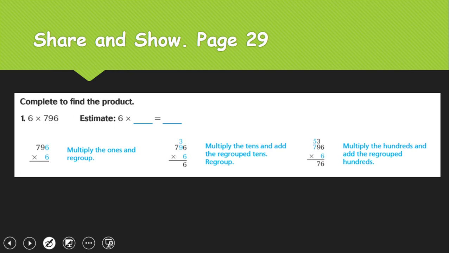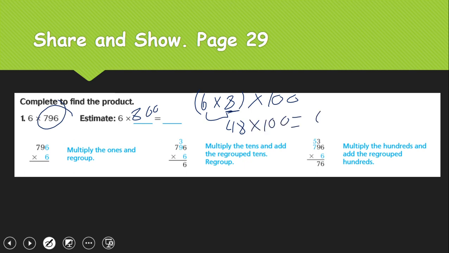What do we have to do first before we find the answer, the product? Good, we need to estimate. Very nice. So your 796 needs to be estimated to the nearest 100, which is 800. Good. Then you need to multiply your basic fact, which is 6 times 8. And then you multiply it by 100 because the 8 is in the hundreds place. 6 times 8 equals 48 times 100 gives me 4,800. So that's our estimated answer. So our answer must be near this.